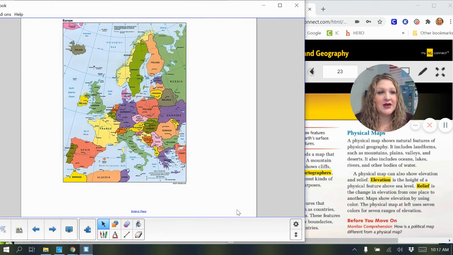And that's the last example of maps that I want to show you between physical and political. Okay, we're gonna be looking at other types of maps in another part of this unit, but that is on our physical maps and political maps.